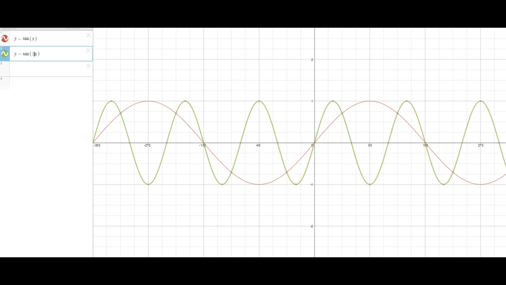And what we can look at here is, how long is one cycle? Well, one cycle is 360 degrees, and now I've got 1, 2, 3 cycles, which means that it's 1/3 of what it was. Everything is 1/3 of what it was. So I'm getting 3 cycles in that 360 degrees.